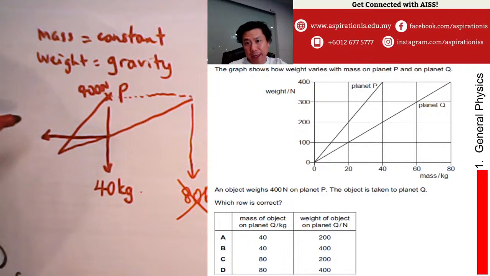And if you do that on the question there, you can very clearly see that the weight of the 40 kg mass on planet Q is how many newtons, guys? How many newtons?